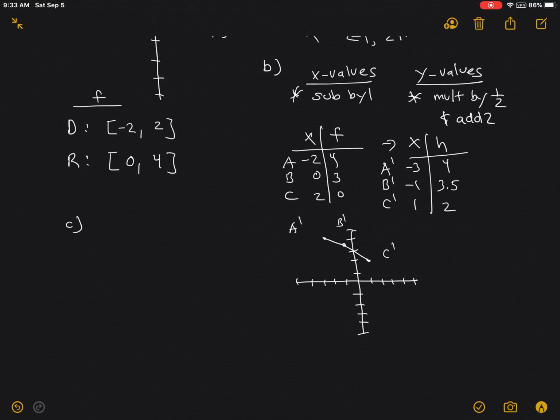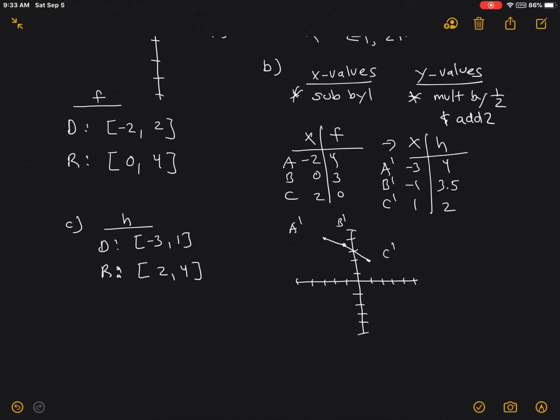And for part C, right, I need to state the domain and range of H. The domain, right, the smallest x value in this case is -3. You could just look at your table. You don't have to look at the graph. And the biggest x value looks like it's 1. And the range goes from 2 to 4.